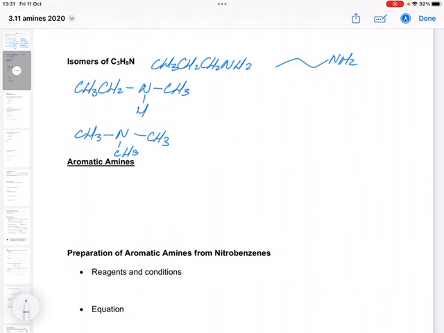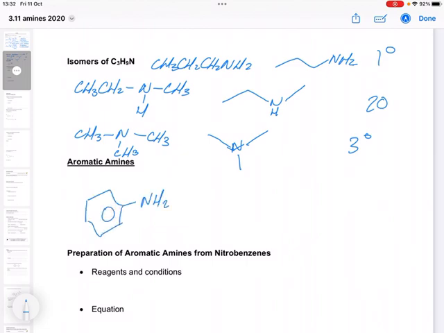So if I draw this one, so CH3, CH2, NH, and then CH3, and then with this one CH3 to an N, to another CH3, to another CH3 there. Okay, so this one will be primary, this one will be secondary, and this one will be tertiary. And as we've already said, with aromatic amines, the benzene ring takes on the name phenyl, so phenylamine.